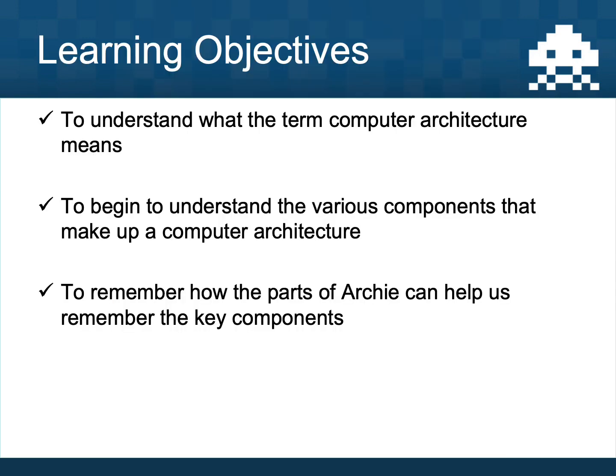So hopefully we're at a point where we've now met our 3 objectives for this lesson. You hopefully understand what the term computer architecture means. You're beginning to understand the different components that make up a computer, and you're able to remember some of those using our Archie character to explain what each one does. Now, if you think you can tick those off, brilliant. If not, feel free to pause the video, rewind, and go back and have a look at any parts you think you need to add some detail to.